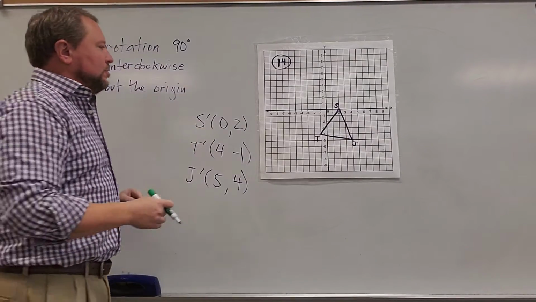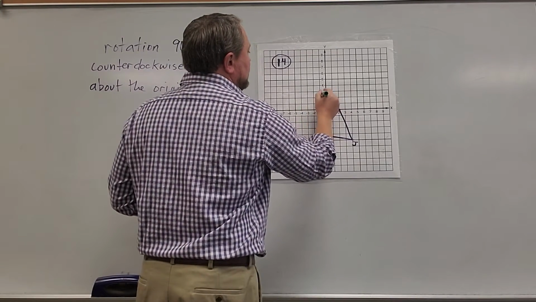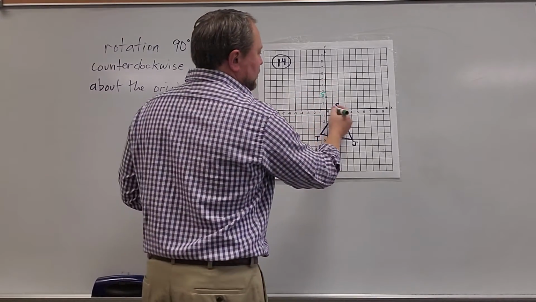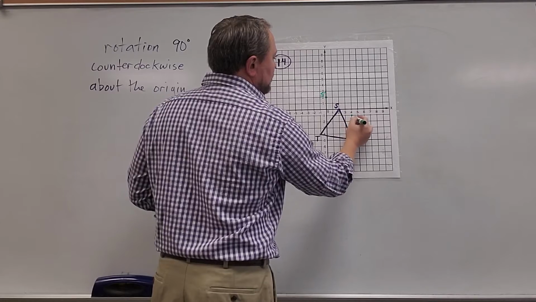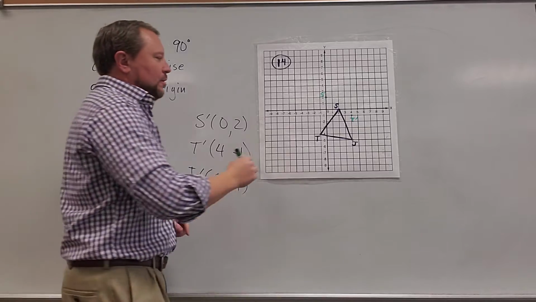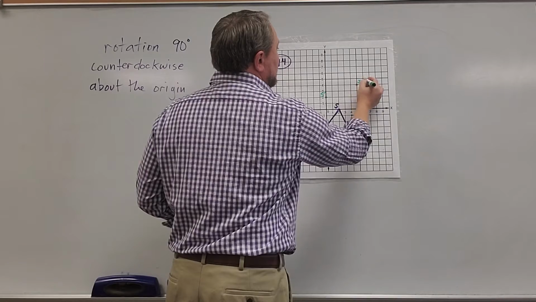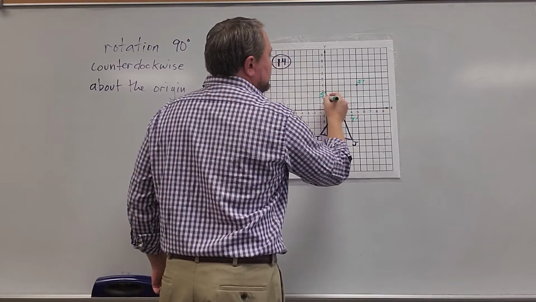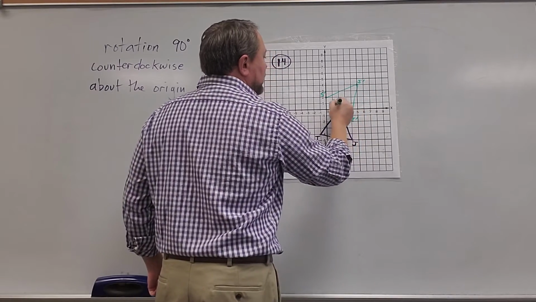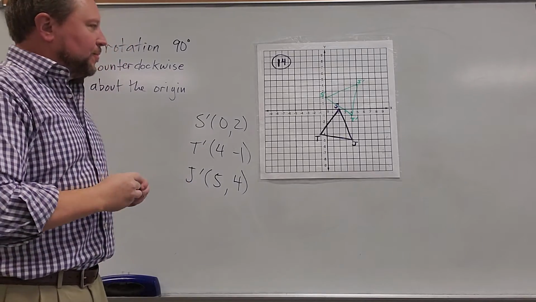So 0, 2 is my S prime. So that's located right there. That's my S prime. T prime is at 4, -1. T prime. J prime, 5, 4. There's my J prime. And again, don't forget to just reconnect all these to make the triangle shape. That was the whole point of doing these rotations, so don't forget to join them.